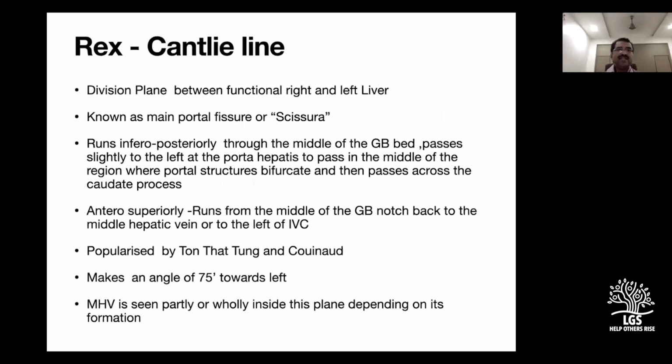So the Rex-Cantlie line is the main division plane between the functional right and left liver. We can't call it a lobe, right lobe or left lobe. We call it right liver and left liver. And this is known as fissura in French literature.